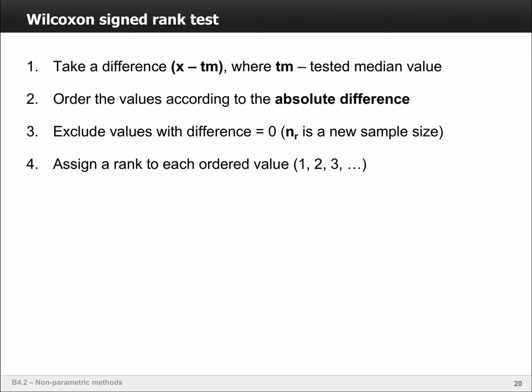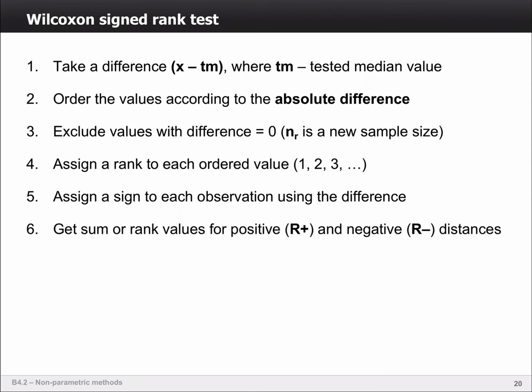Then you assign a rank to each ordered value. The first rank goes to the value with the smallest difference, the second rank to the next smallest, and so on. Then you also assign a sign to each observation using the difference. Then you get a sum of ranks for positive values and a sum of ranks for negative values. It's very close to the sign test, but in the sign test we just take all pluses and sum them up, all minuses and sum them up. In this case, we sum up the ranks for the pluses and the ranks for the minuses.